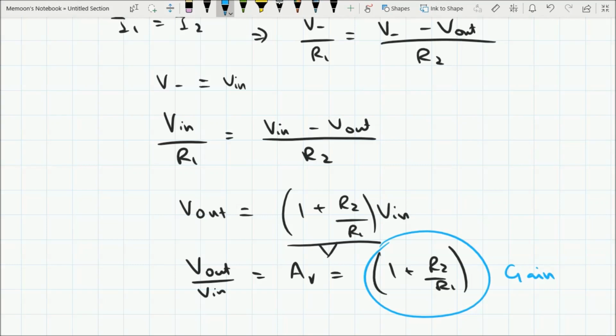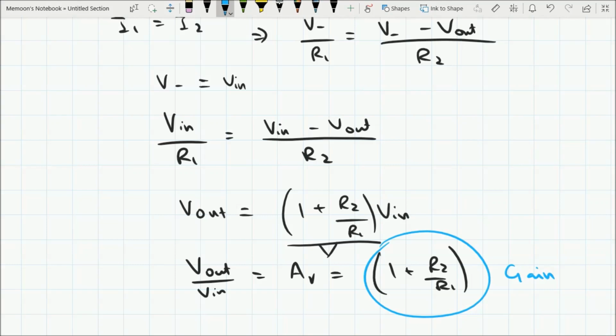The first one is that we are getting a positive gain. We are not getting a negative gain, and that means that the phase of our input and the phase of our output are in sync. The phase of output is not shifted by 180 degrees as compared to the V in, just like in the case of an inverting amplifier. So a non-inverting amplifier does not invert your input waveform and provides a positive gain.